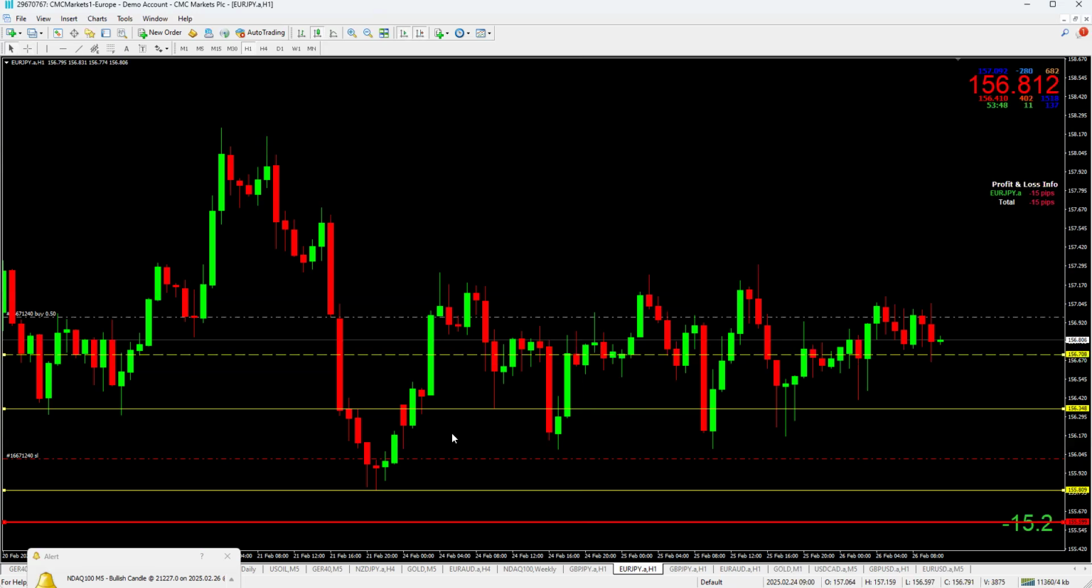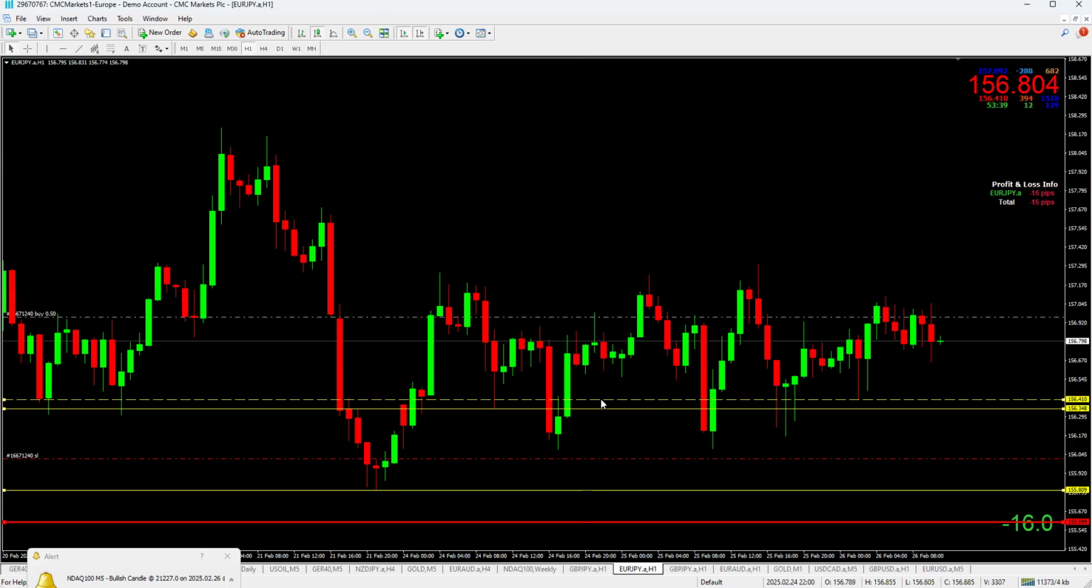So what to do is, once you see the price has closed above like that, you can come and place a buy limit order close to the range.